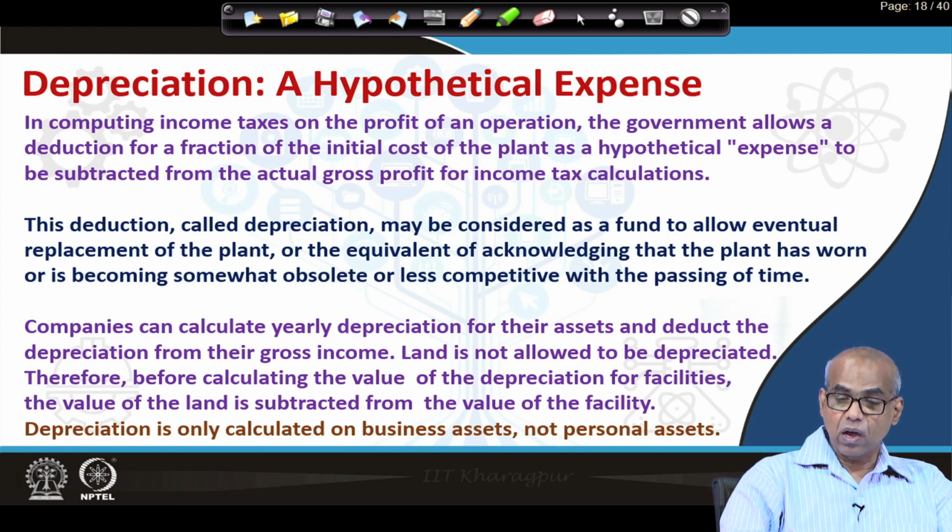Land is not allowed to be depreciated. Therefore, before calculating the value of the depreciation for facilities, the value of the land is subtracted from the value of the facility. The facility may be depreciable, but the land is not. So, the value of the land must be subtracted from the value of the facility. Depreciation is only calculated on business assets, not personal assets.